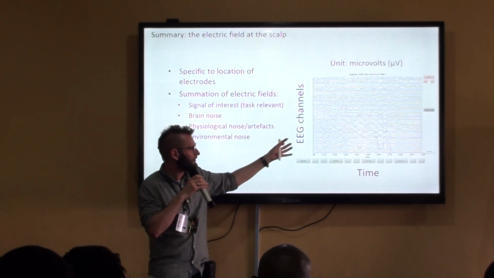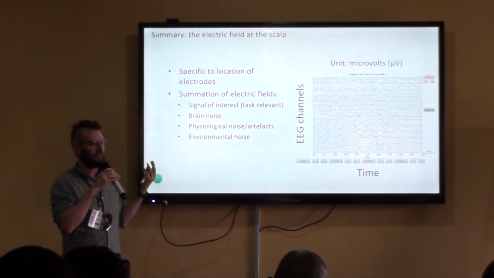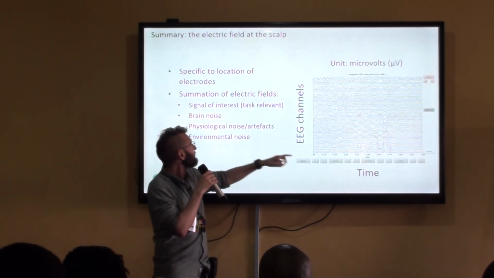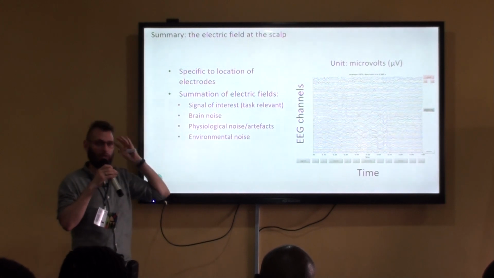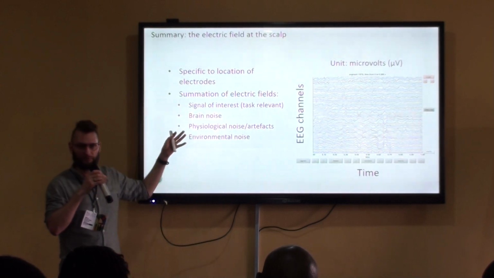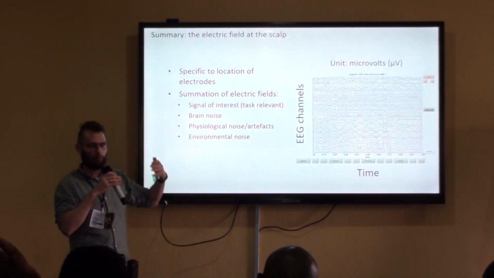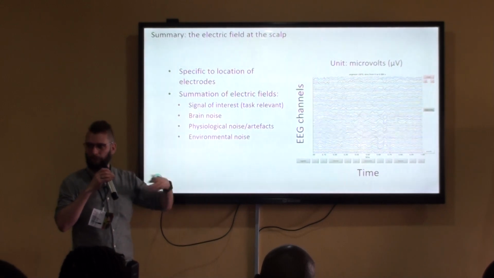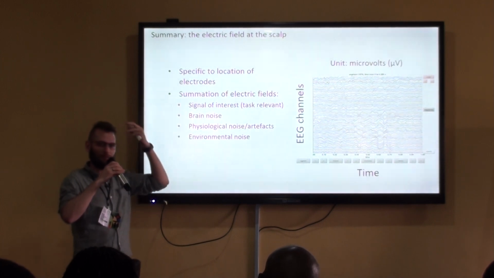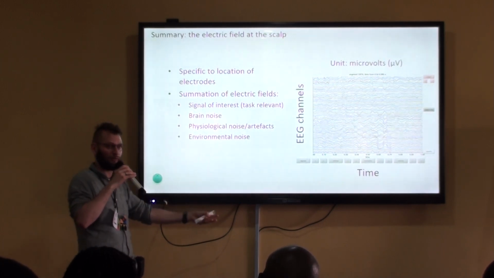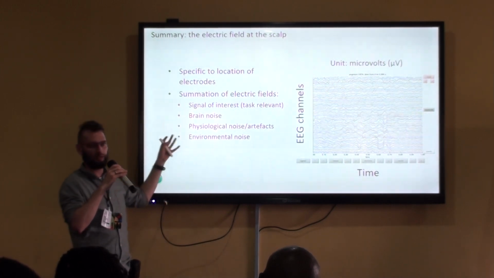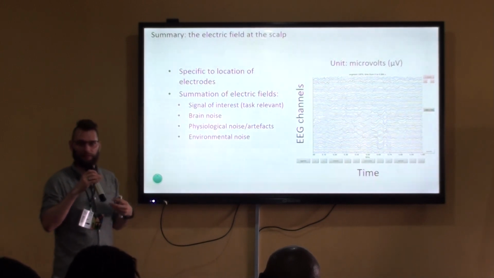So just to give a final summation: when we look at the data, understand that what we are measuring is the summation of all the underlying currents, and each of these lines represents a specific electrode location placed somewhere on the scalp. It's a mixture of everything: the signal that is relevant, so if it was a task, that would be the specific activity induced by this task. It would be the brain noise, as I would call it, basically everything that's going on in the brain at the same time that might not be relevant to the task. It would be the physiological noise and artifacts, and it could be some environmental noise that seeps into this.